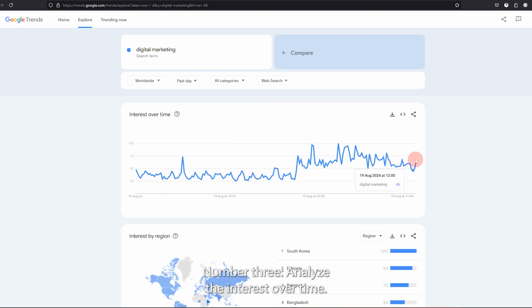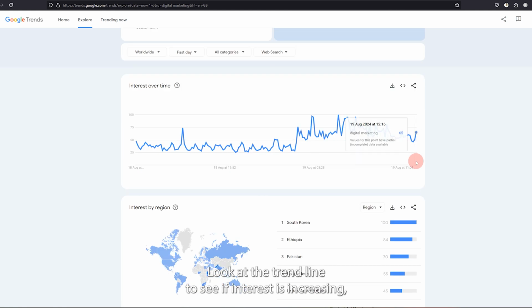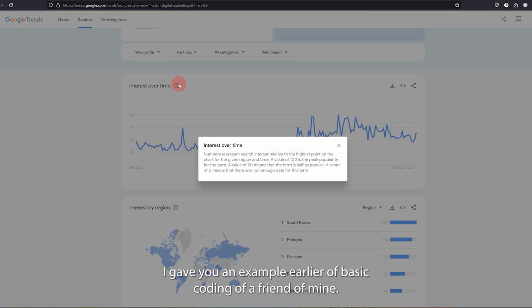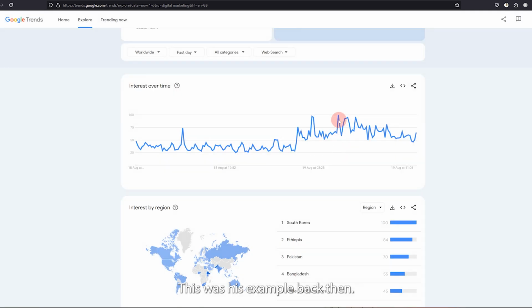Number 3, analyze the interest over time. Look at the trend line to see if interest is increasing, if it's decreasing, or if it's remaining steady. A rising trend might indicate a growing interest, making it a good time to launch a course on this topic. I gave you an example earlier of basic coding of a friend of mine. This was his example back then.